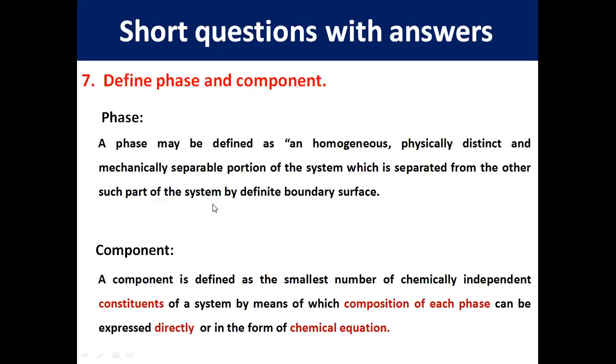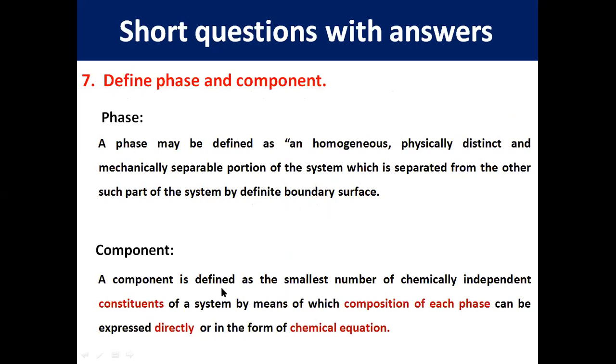Question number 7. Define phase and component. A phase may be defined as a homogeneous, physically distinct and mechanically separable portion of the system which is separated from other such parts of the system by a definite boundary surface.